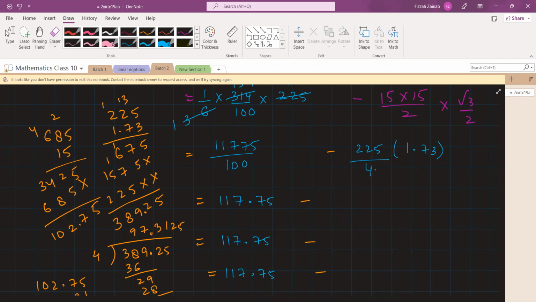So let us do this. 225 divided by 4. So it will be 2 into 4 into 5, 20. 25 means 4 into 6 is 24. Then you have 10. So 4 into 2 is 8. And then this, right? Into 1.73. Now you please multiply it. Yeah, I think you were getting right. 97.3125, right?